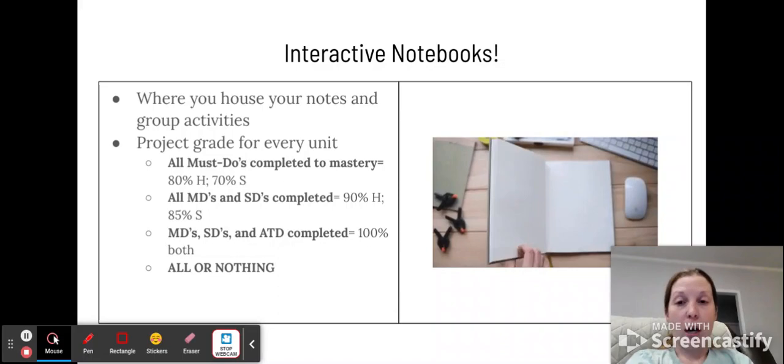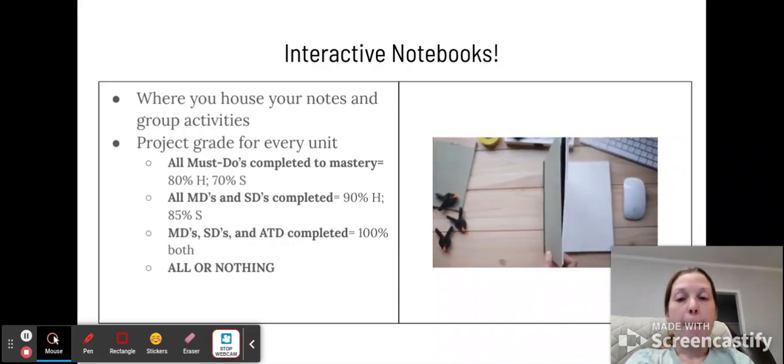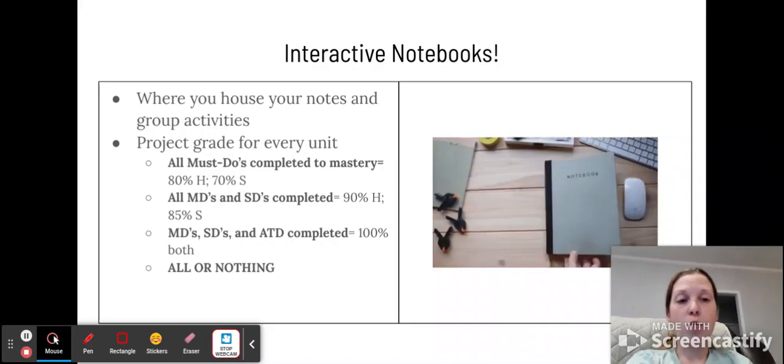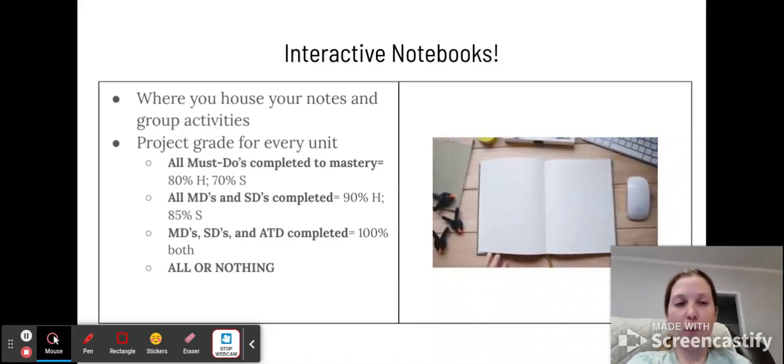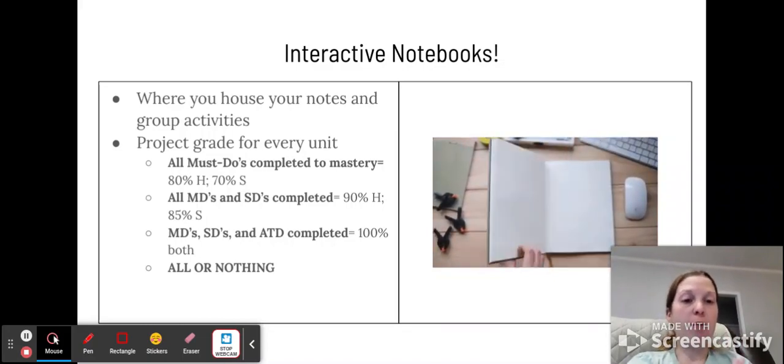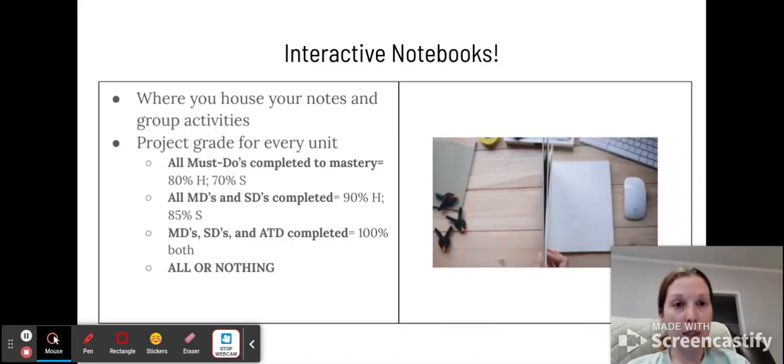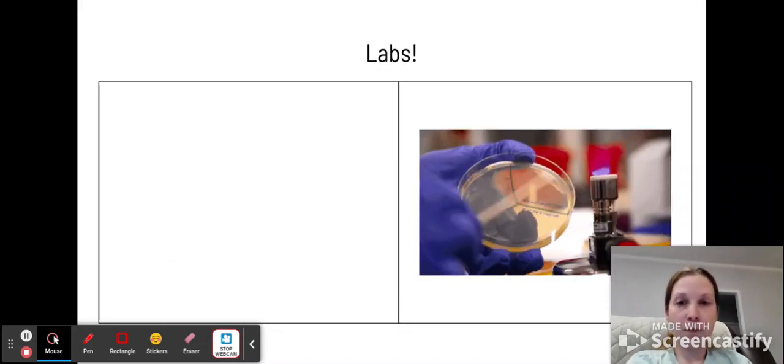This is an all or nothing grade. So if you complete all of your must-dos, but you don't do all of your should-dos, you do some of them, but not all of them, your best grade will be an 80 or a 70. I'm not going to give partial credit for the should-dos you do get done. It's either you do all of them or I don't count any of them.